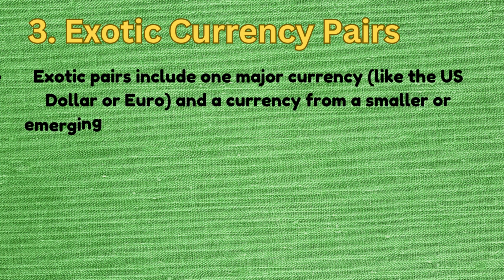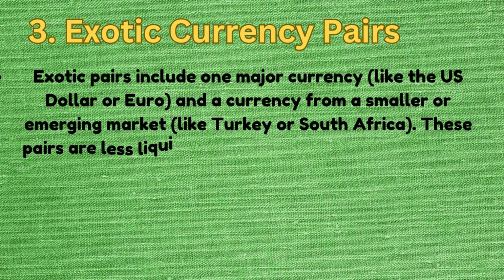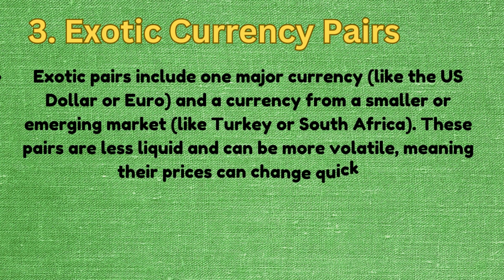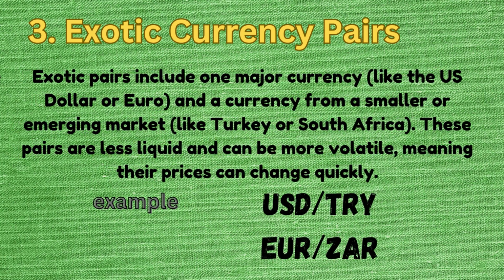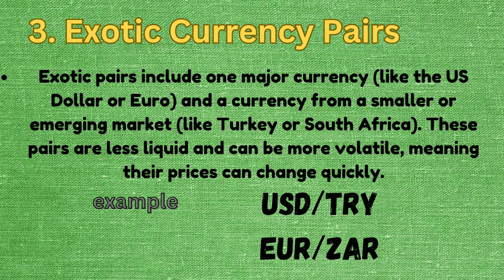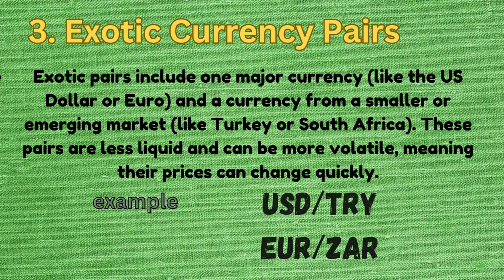The third one that we have here in the list is the exotic currency pair. Exotic pairs include one major currency like the US dollar or euro, and a currency from a smaller or emerging market, like Turkey or South Africa. These pairs are less liquid and can be more volatile, meaning their prices can change quickly. For example, we have USD TRY, which is the Turkish lira. Another one, we have Euro ZAR, which is Euro South African Rand.